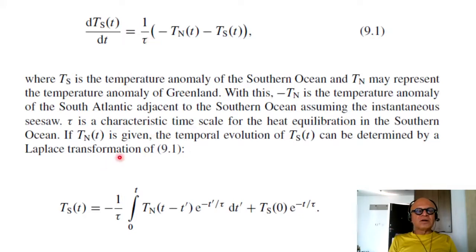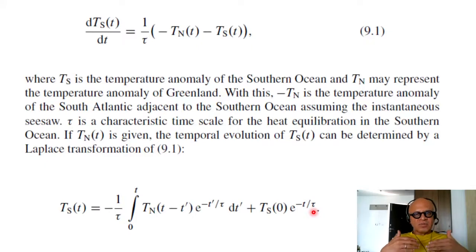So we can solve this equation by Laplace transformation. So Ts(t) can be written as minus 1 over tau, which is fixed, integral from 0 to t, so you are integrating within that equilibration time scale in terms of the known Tn at t minus t prime, with a lag which is shorter than the relaxation time scale, times e to the minus t prime over tau dt prime, plus the initial temperature of Ts, because you are perturbing the initial temperature, which is changing with the time scale tau as well.